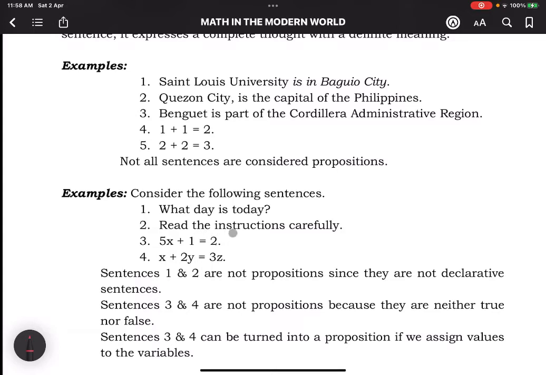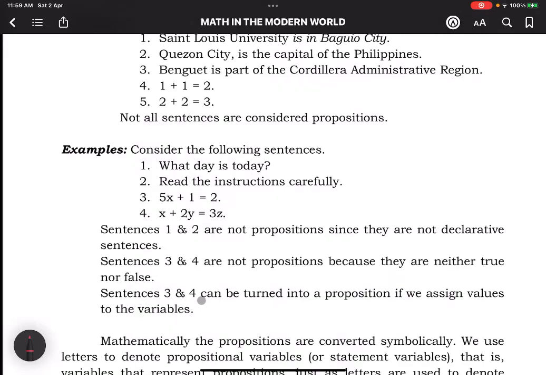Also number 2, read the instructions carefully. Hindi rin siya declarative since siya ay nag-uutos. So ito ay authoritative na statement. So sentences 3 and 4 are not propositions because they are neither true nor false. Sentences 3 and 4 can be turned into a proposition if we assign values to the variables.